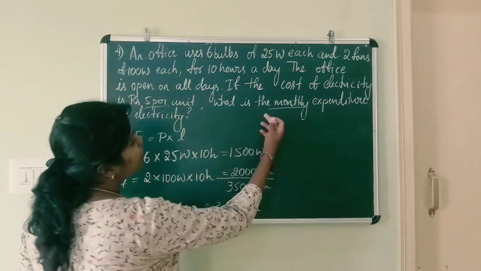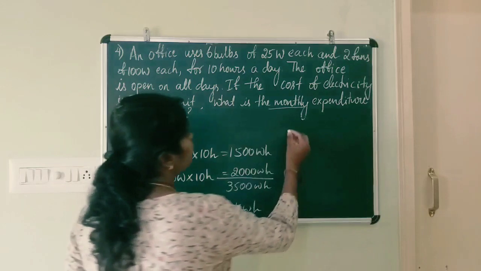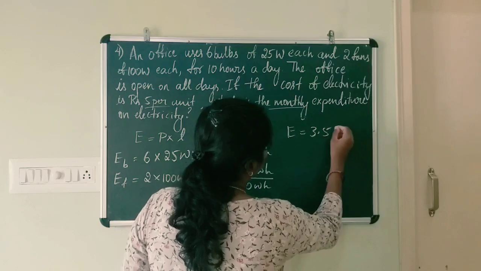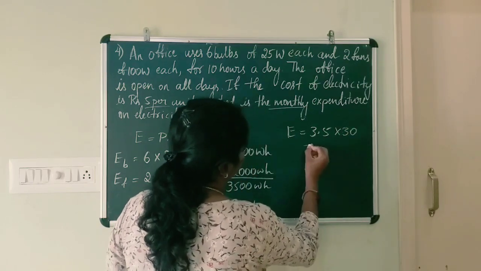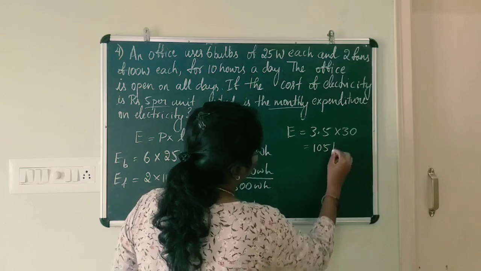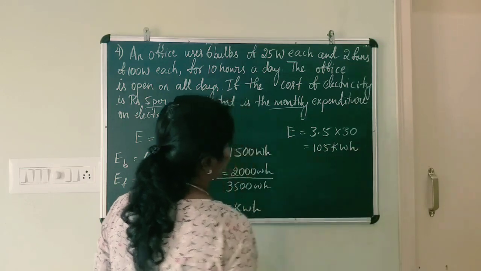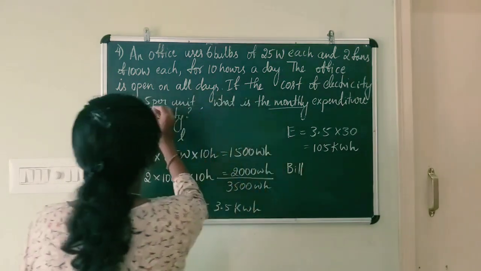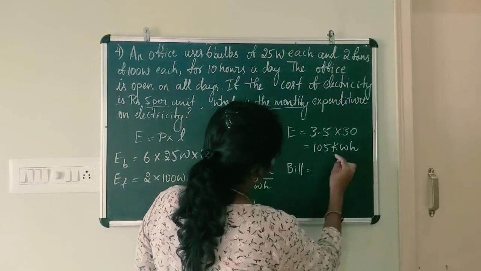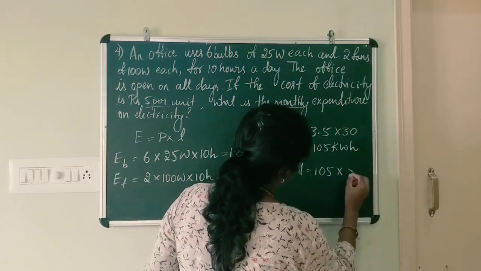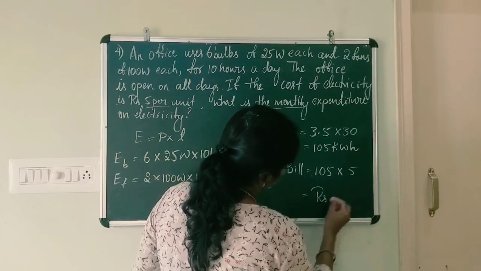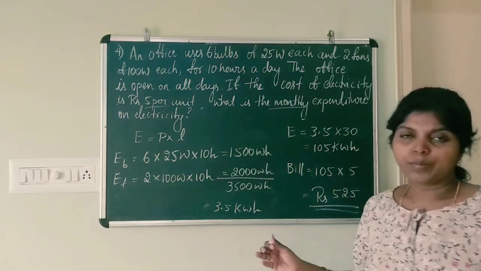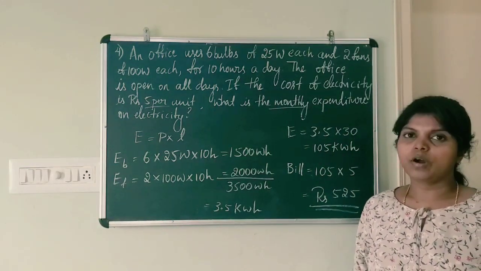We need to find out it for monthly expenditure, that is for 30 days. So electrical energy is equals to 3.5 into 30 days becomes 105 kilowatt hour. This is the total electrical energy. Now the bill for 1 unit, it is 5 rupees. For 105 unit, multiply with 5, you will get rupees 525. This is the electric bill or the monthly expenditure on electricity.